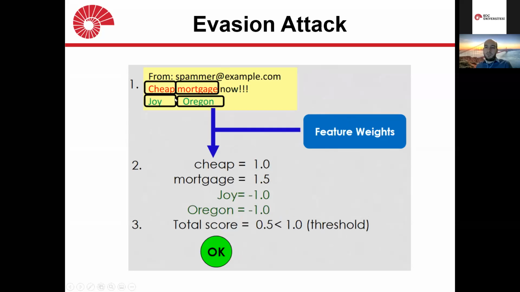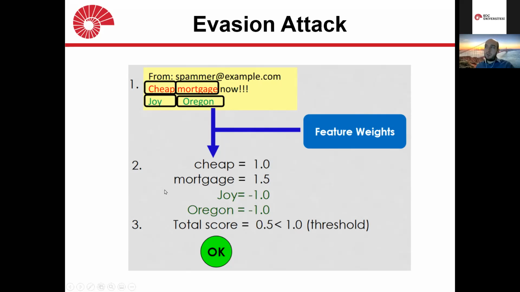Yet, if we modify the original email and say "cheap mortgage now," and then insert two more words, "Joy" and "Oregon," the name of a person and, let's say, the location of the person, then the same scores for cheap and mortgage are kept, but we also assign a score to Joy and a score to Oregon. The names Joy and Oregon, for the purposes of this example, do not occur very frequently in spam emails, so they have negative scores. Now if we sum up the scores of all of the words, we have a total score that is below our spam threshold. So by adding these two words, we were able to decrease the spam score of our email. Since our total score is now below the threshold, the machine learning model says that this email is not spam.